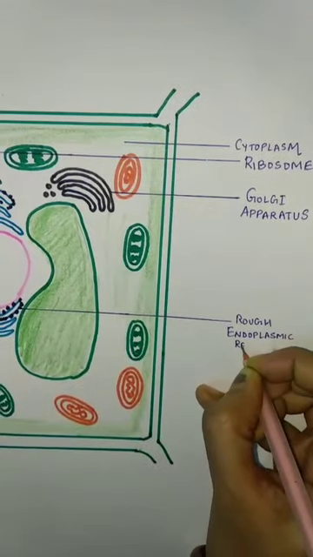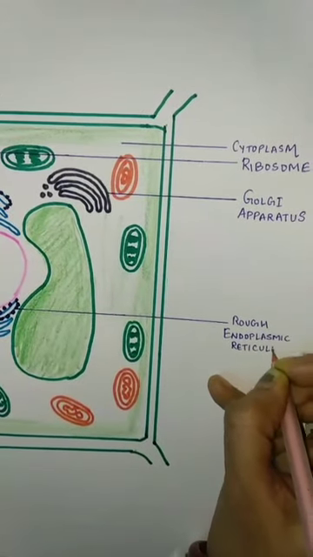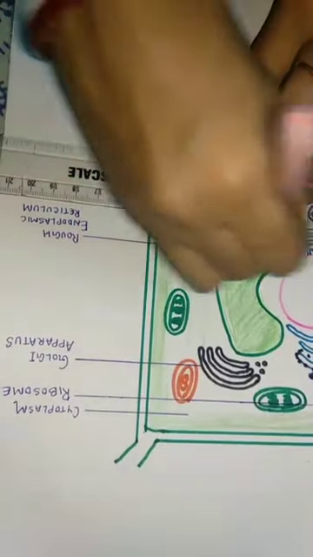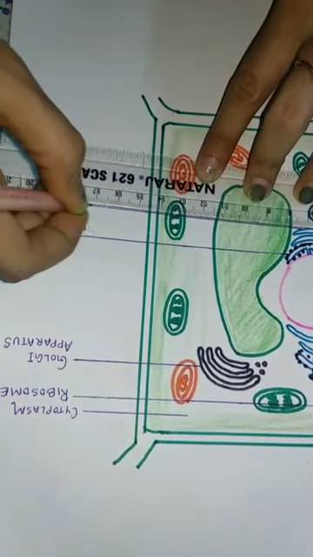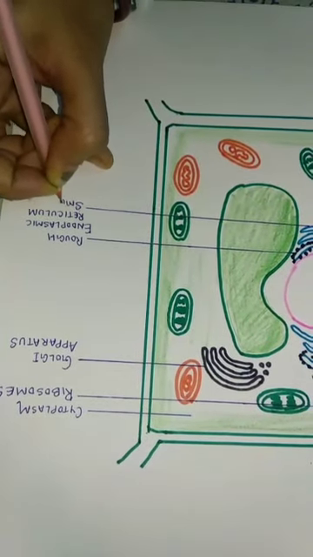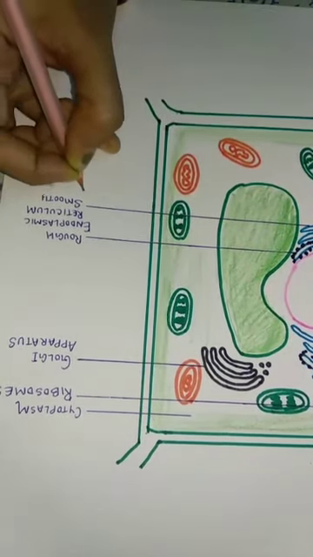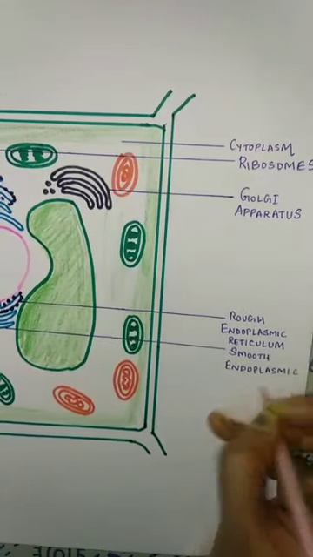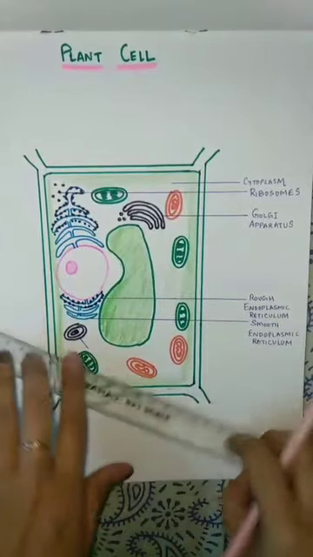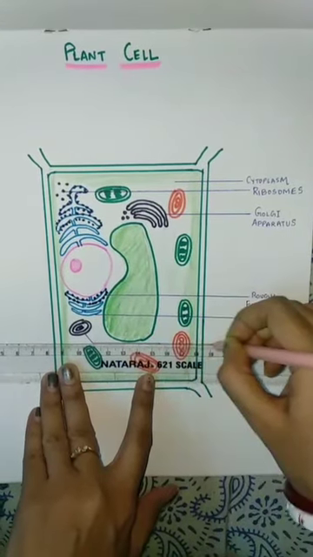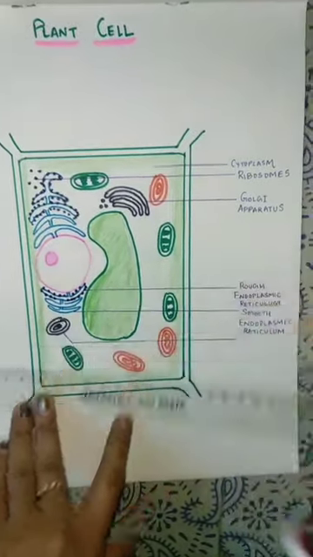So Golgi apparatus done. Now the rough endoplasmic reticulum. As I said, why are they rough? Because they have ribosomes attached to it. So rough endoplasmic reticulum. The smooth endoplasmic reticulum. Now why are they smooth? Because they don't have the ribosomes attached to it.